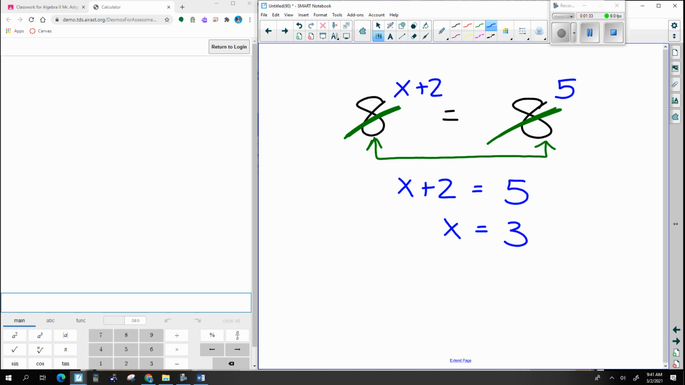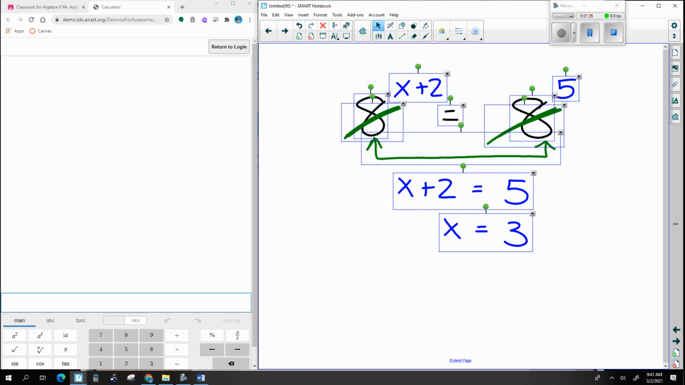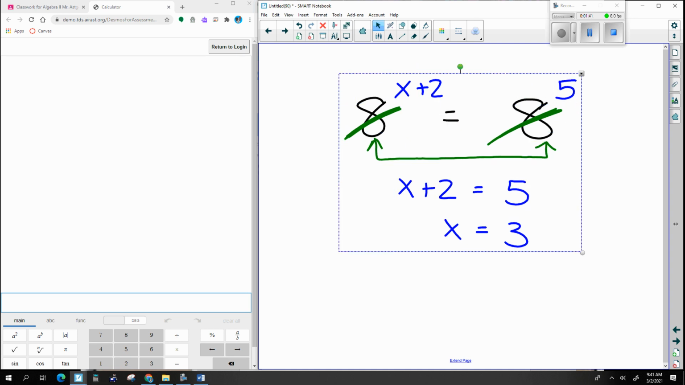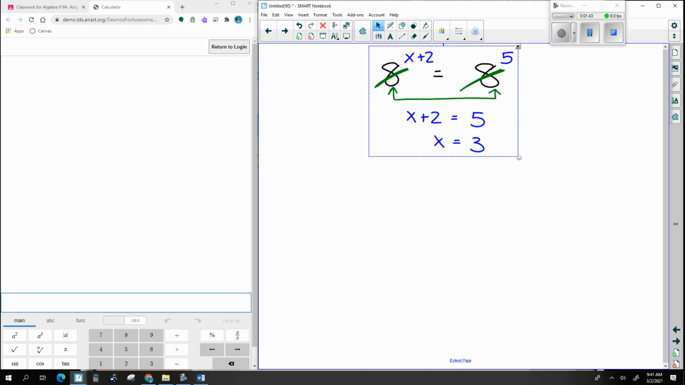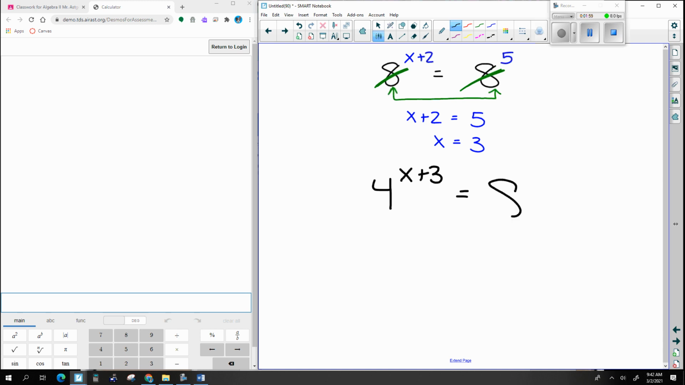All right, so if you have two sides, just make sure that you have a singular number, and then you can just cancel it out. Now, how will the problems be a little bit more difficult than that? Well, here's how. Let's say I have 4 to the x plus 3 is equal to 8 to the x minus 5.